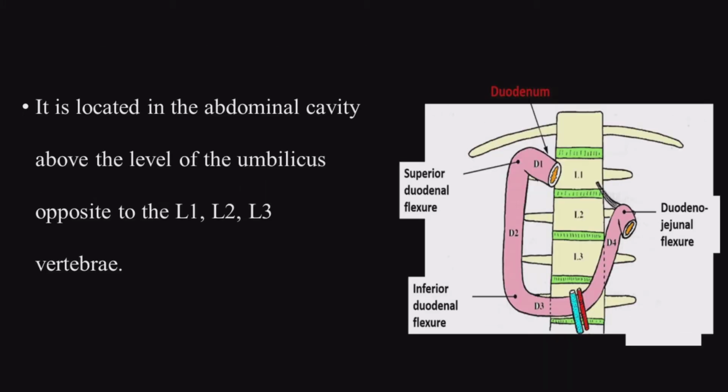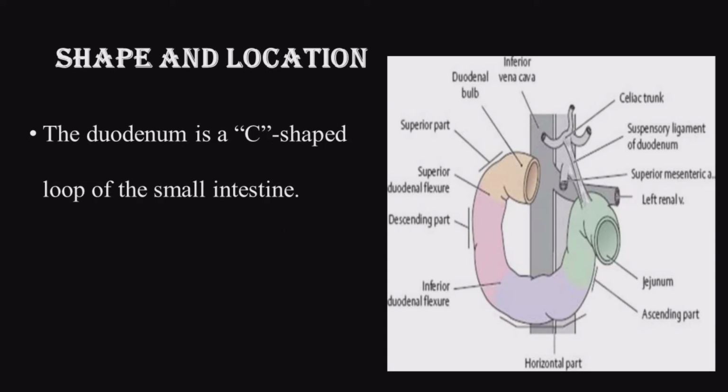Location of the duodenum. The duodenum is located in the abdominal cavity above the level of the umbilicus, opposite the L1, L2, L3 vertebrae. The duodenum is a C-shaped loop of the small intestine. The concavity of the duodenal loop encloses the head of the pancreas. The duodenum, along with the pancreas, which is closely related to it, is the most deeply located portion of the alimentary tract and the least accessible to physical examination.